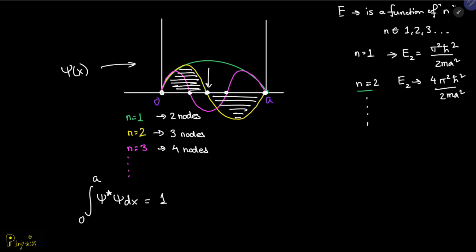Well, that's basically it. You know that your allowed energies for your particle is basically E sub n is equal to n squared pi squared h bar squared all over 2ma squared. Hope this will help you understand allowed energies of particles even better. And yeah, that's all.